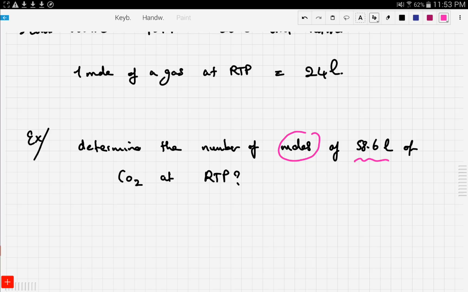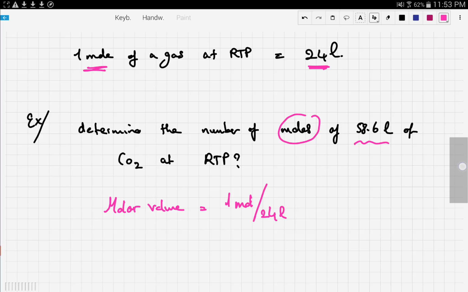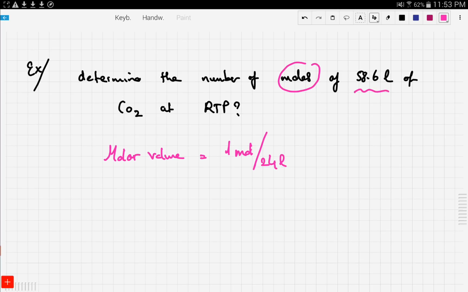So we said that a molar volume is what? Is 1 mole per 24 liters. We said that 1 mole of a gas here has a volume of 24 liters. So this is the relation. So how are we gonna find this? Well, he gave us a volume. So what's given? Given the volume, so 58.6 liters. And he wants us to find the number of moles. Well, simple. We use the relation.